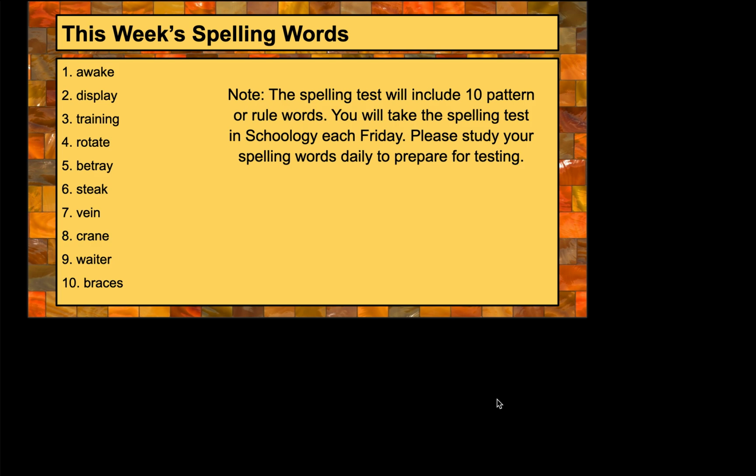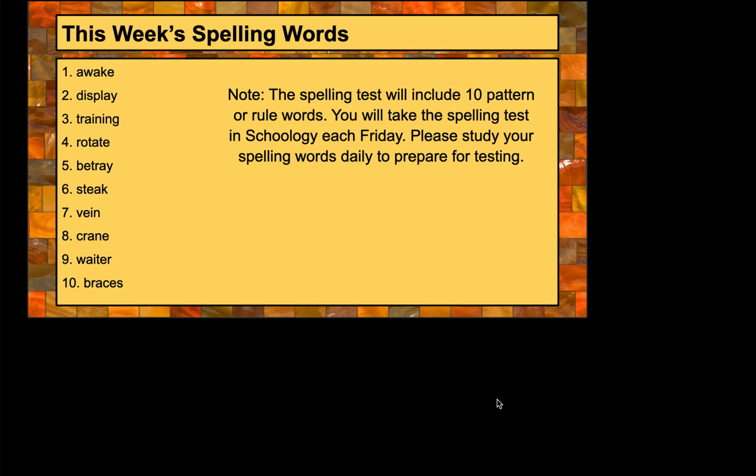The first word, repeat after me: awake, display, training, rotate, betray, steak, vein, crane, waiter, braces.